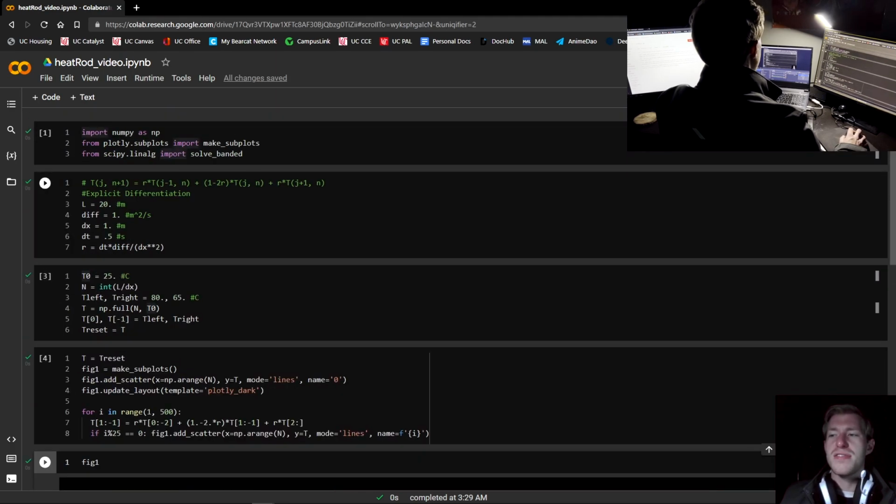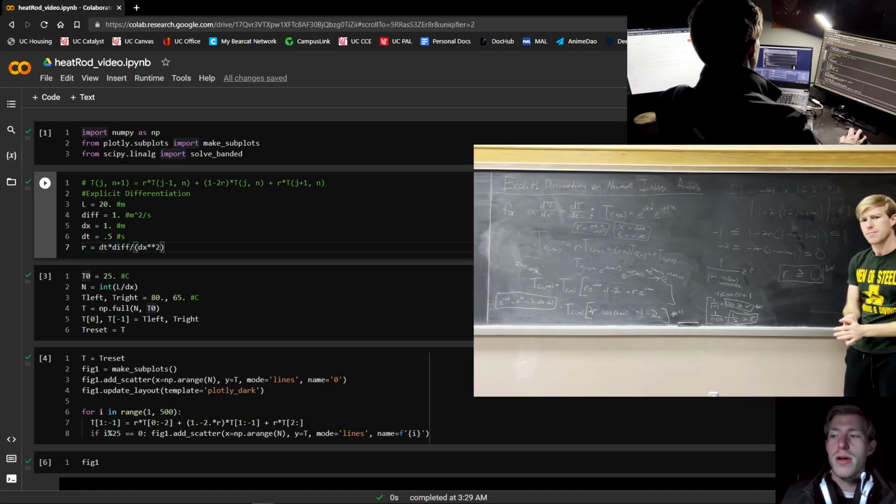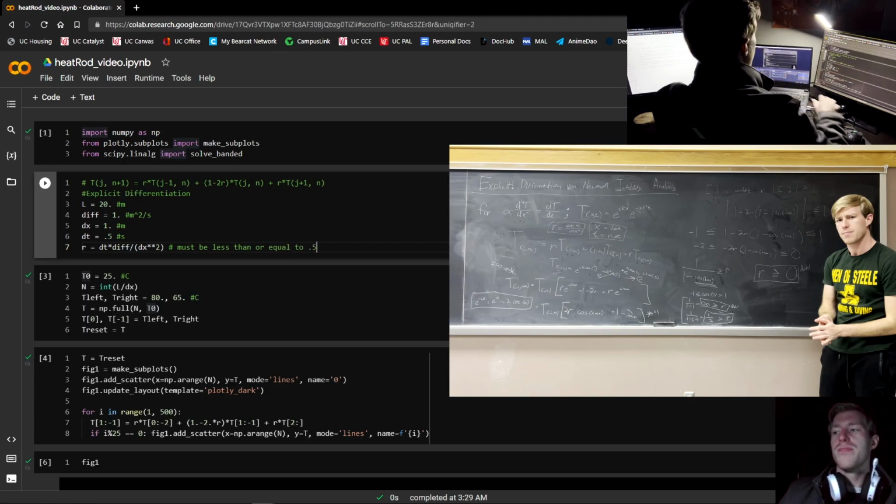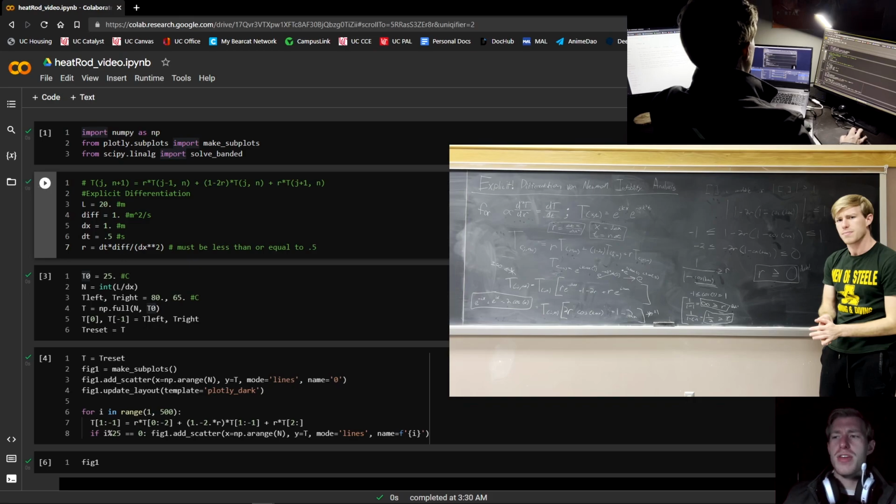But that's with these dx and dt settings, and those contribute to our r. And if you remember, there's actually a limitation on this r, which says it must be less than or equal to 0.5. And you might be wondering, well, what happens if we go beyond that? So the easiest way to do that is just to decrease dt.